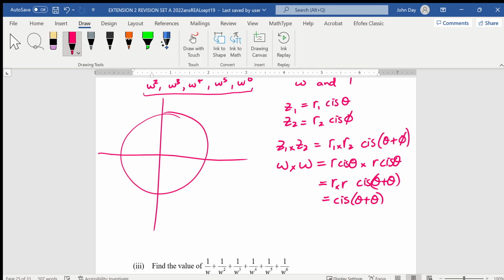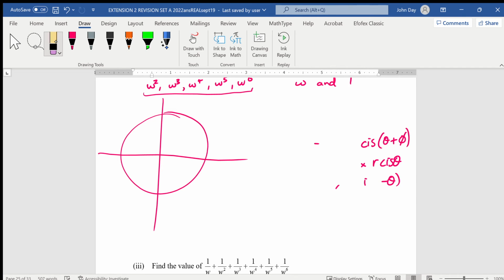In other words, when we go w times w, we just double the argument of w, and that'll be w squared. And if we go w times w squared, we'll triple the argument of w, and that'll be w cubed. That's what I'm trying to say. I'll just remove this here to give myself some more room.